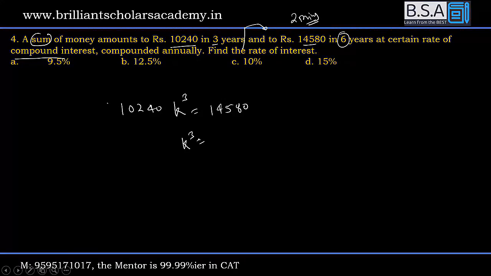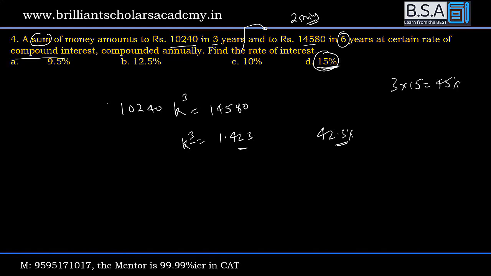So right now, if you have access to a calculator, all you have to do is divide these two numbers, 14580 divided by 10240. The division of these numbers becomes 1.423. Now observe, slow down. In 3 years, you have grown 42.3 percent. If 15 was the answer, in 3 years you will grow more than 45 percent.